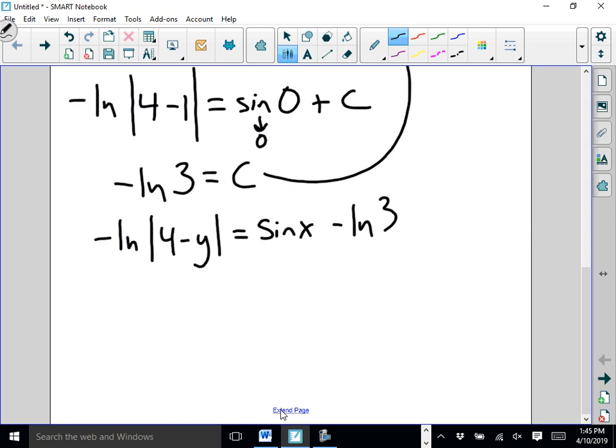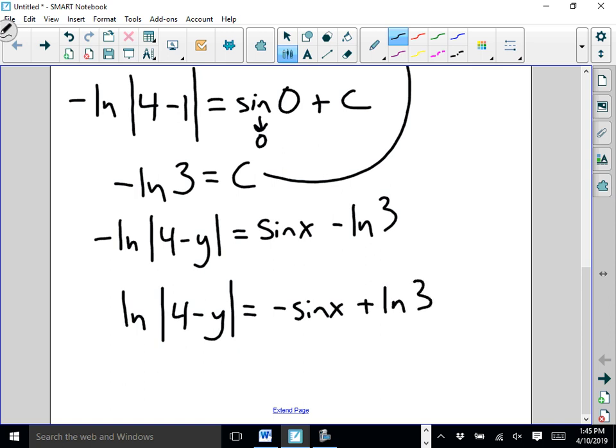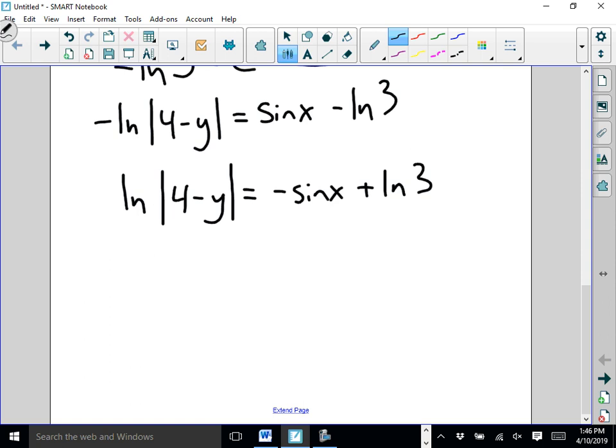Doing that, it looks like this. Natural log absolute value of 4 minus y equals negative sine x plus ln 3. Okay. Now I can raise both of these as exponents of e, because e to the ln of absolute value 4 minus y is going to make absolute value 4 minus y. So I can just say 4 minus y in absolute values equals e to the negative sine x plus ln 3. Okay. Now make sure that it's very clear that that's an exponent of e.